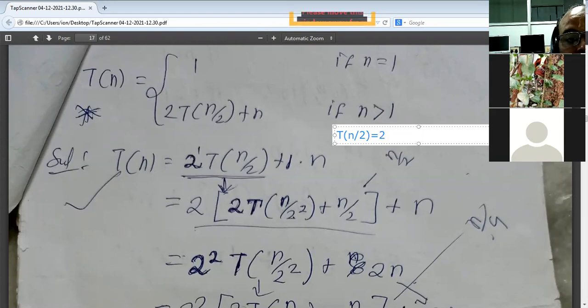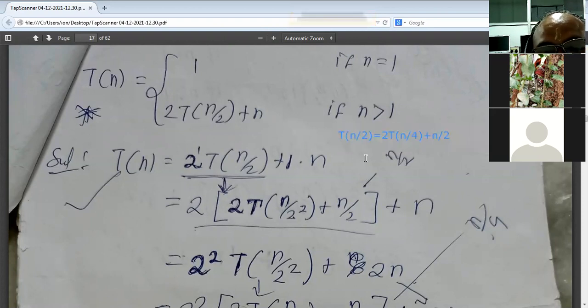Now what will happen here is it will become 2T n by 2 square, that is n by 4. Now instead of n I am writing n by 2, so T n by 2 is equal to 2T n by 4 plus n by 2. Now I got this value.